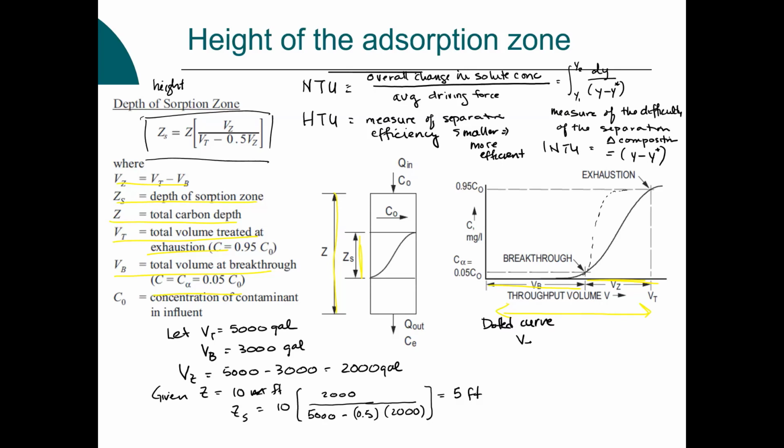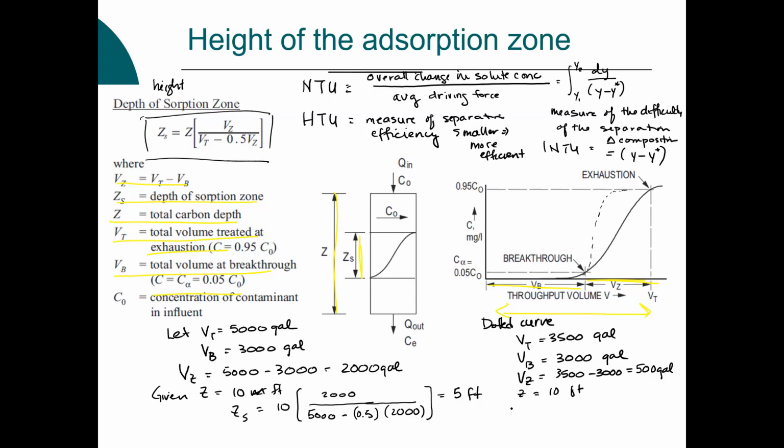So with the dotted curve, V sub T now is 3,500 gallons. V sub B is still 3,000 gallons. V sub Z is now 3,500 minus 3,000, or 500 gallons. Z is the same, so Z is going to be 10 feet.